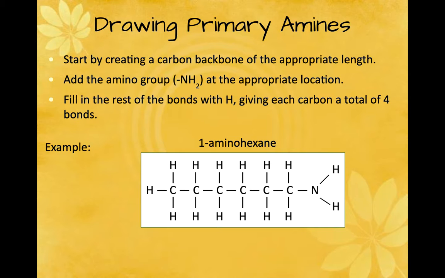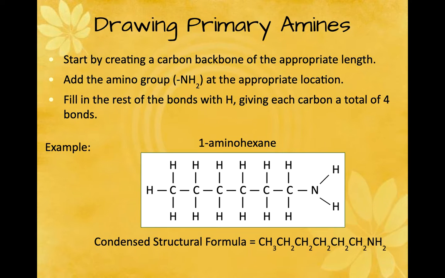And if you're like me and you're getting tired of drawing hydrogens, you can use a condensed structural formula. It's with the CH3 followed by the 5 CH2s and then the NH2. So if you had the amino group on a different carbon, you would just put that NH2 within the condensed structural formula after whichever carbon it is attached to. The molecular formula for this one is C6H15N.